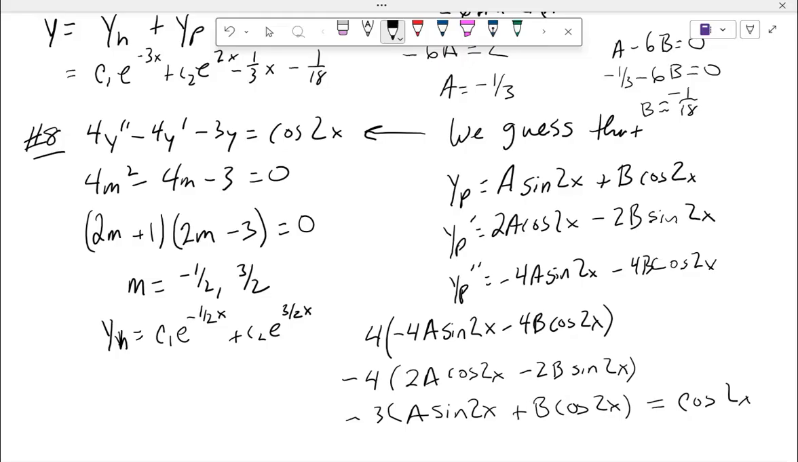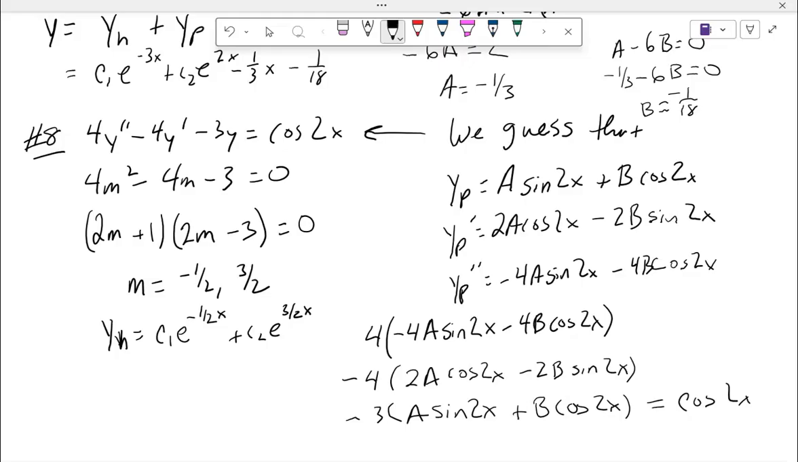We could simplify all of this mess, but remember, all we're trying to do is get a system of equations for our coefficients, right? I don't need to play algebra games to make this all look super nice. I just need to figure out what my coefficients have to be. Okay? Let's work with the sine. On the right-hand side, what's your coefficient on the sine? 0, right? So whatever I get on the left-hand side, I'm going to set equal to 0.